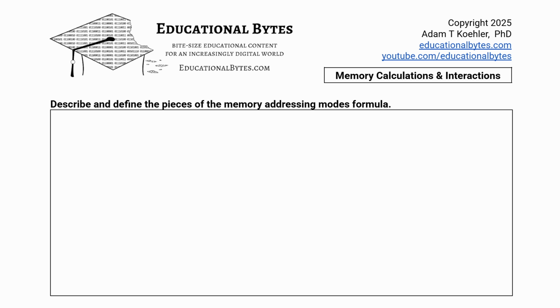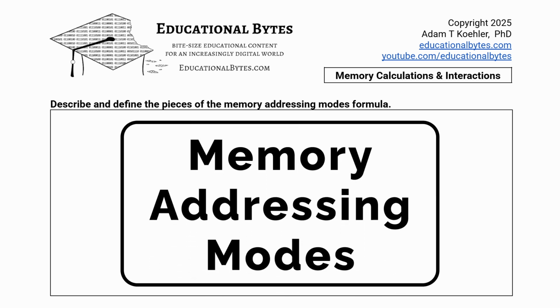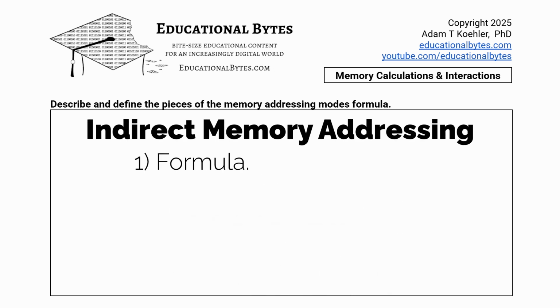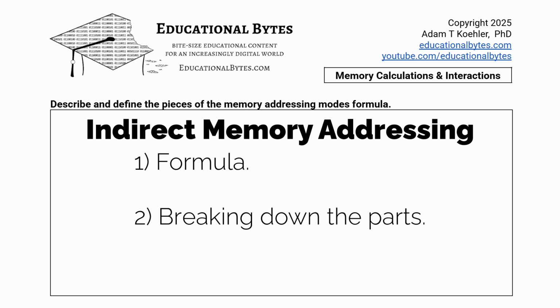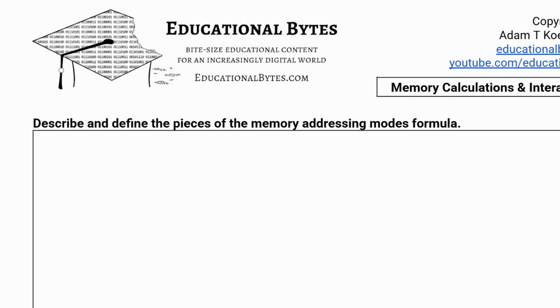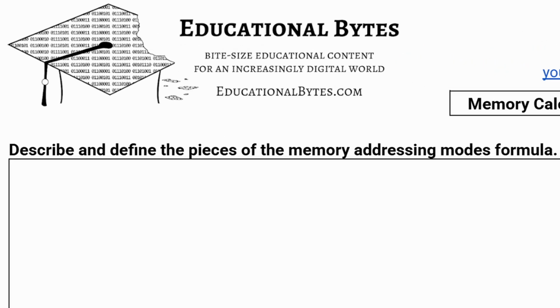Hi everyone! Today I'm going to be going over memory addressing modes. In particular, I will be going over indirect memory addressing. We'll go over the formula, breaking down each part, and then we'll go into some examples of how we can apply it as we go through our assembly instructions, as we are trying to dereference registers, as well as moving data. To begin, we're asked to describe and define the pieces of the memory addressing modes formula.